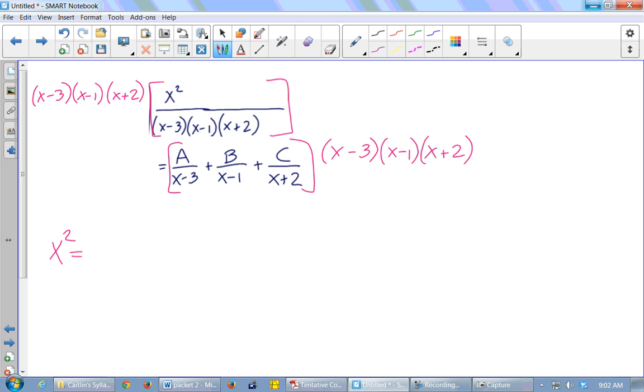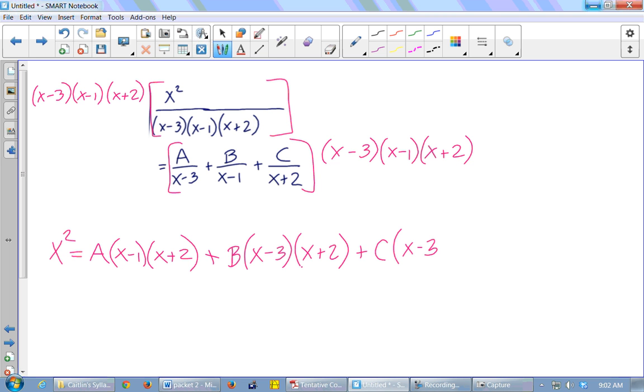When I distribute it to the fraction with an a on top, the x minus 3's are going to cancel, and I'm left with a times x minus 1 times x plus 2. Then distribute the common denominator to the fraction with the b on top, and when I do that, my x minus 1's are going to cancel. And I'm going to have b times x minus 3 times x plus 2. Then distribute it to the c fraction, and the x plus 2's are going to cancel, and you have c times the other 2, x minus 3, x minus 1.